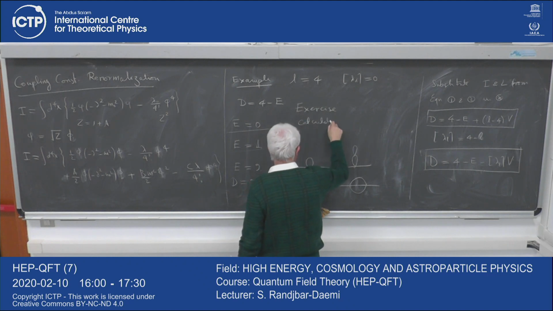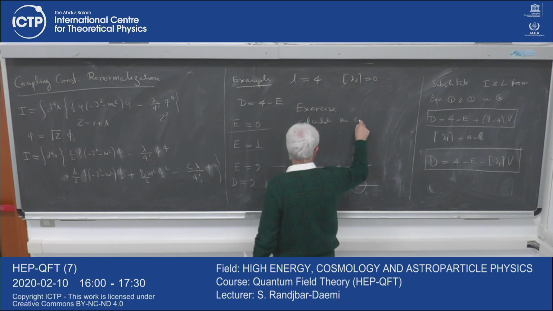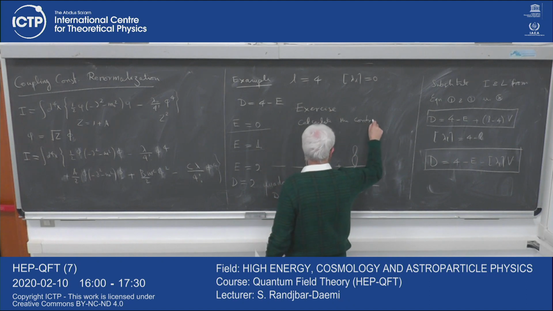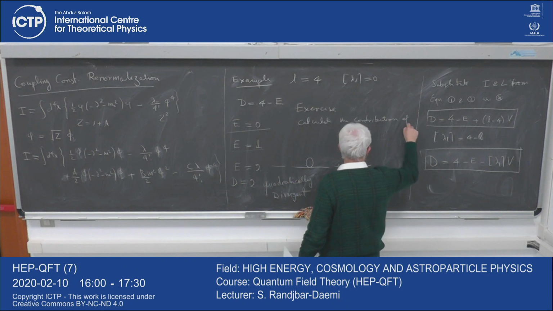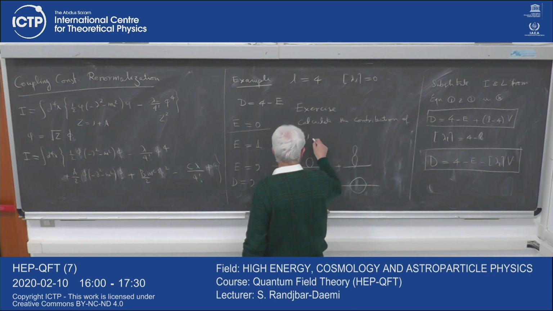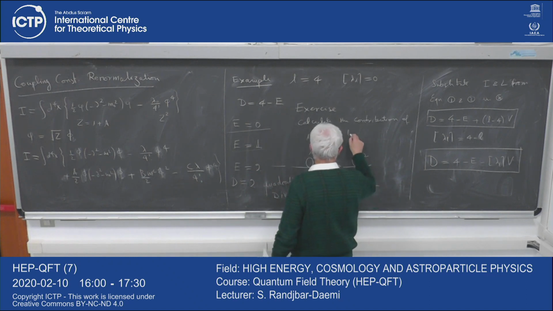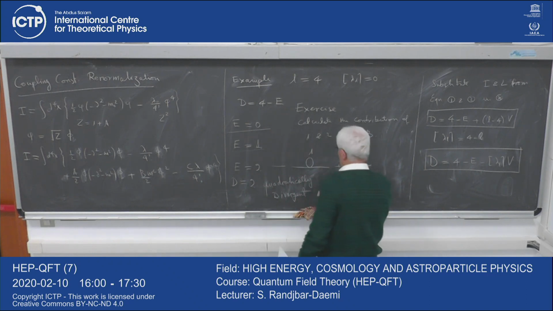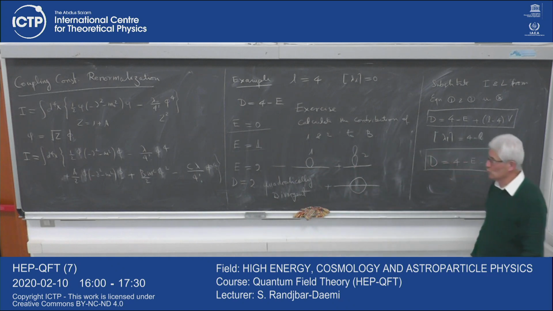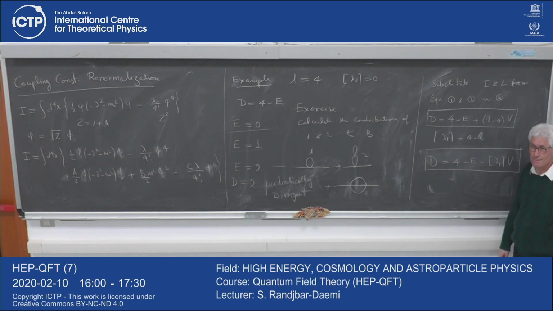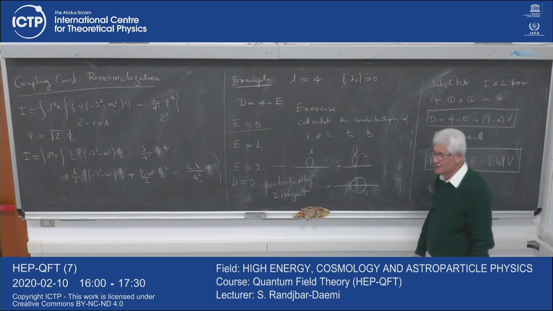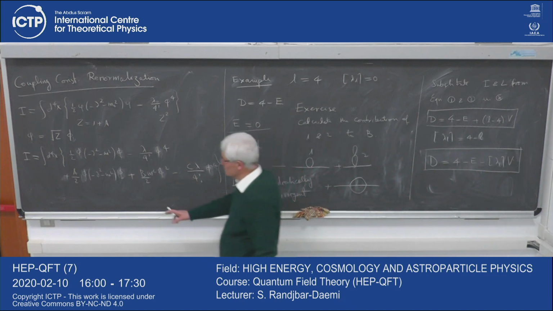Calculate the contribution of 1 and 2, this is 1 and this is 2, to B. Why do they not contribute to A? Why will they not contribute to this renormalization constant A?